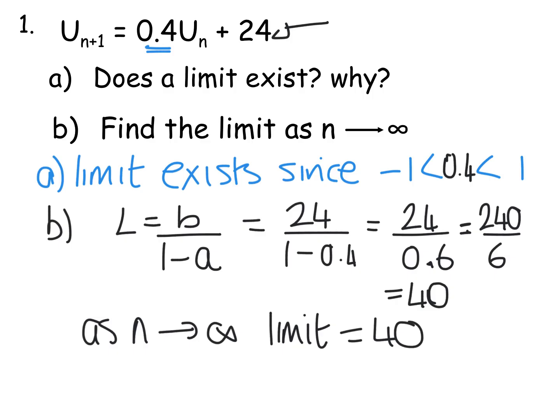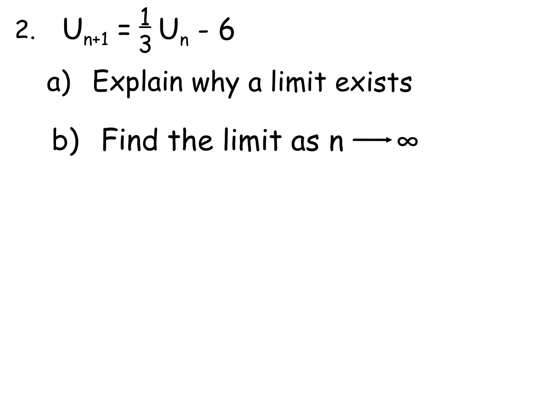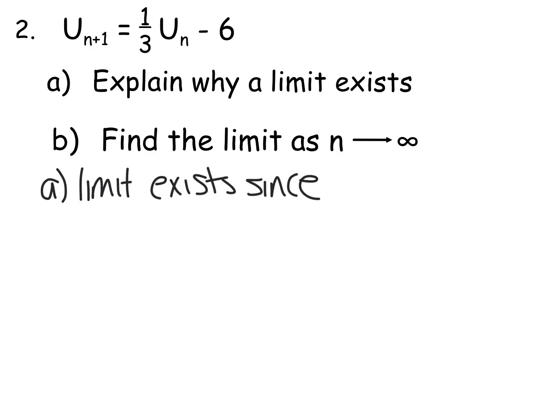Let's look at a second example. So example 2. Similar, but this time it's a fraction. So we've got a third. Explain why a limit exists. So again, we write limit exists since, and this time I've got a third. So remember, a third is 0.333. It's less than 1. It's between 1 and minus 1. So we write limit exists since 1/3 is between 1 and minus 1. So you just do that with your little inequality symbol. To say that out loud, it is a third is between minus 1 and 1.